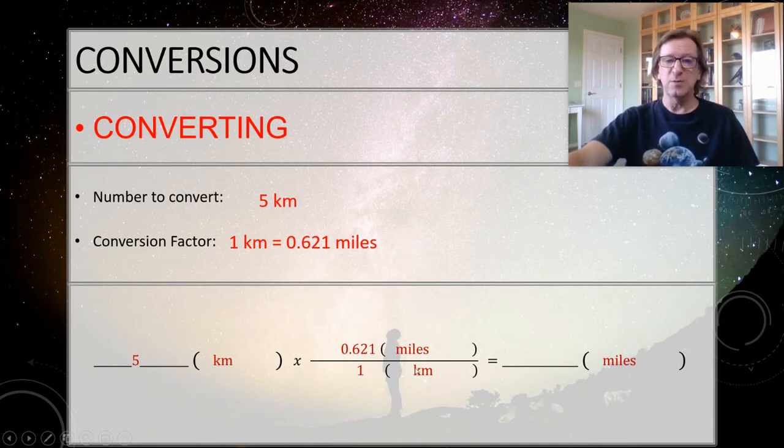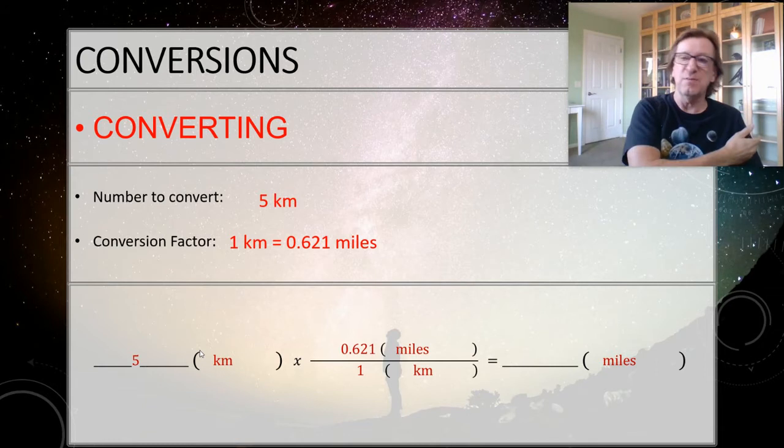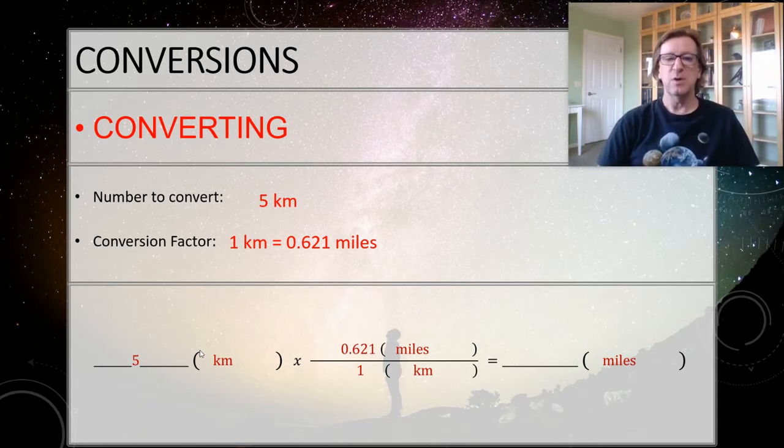Now step 4, do the math. You see that my kilometers are going to cancel. I'm going to be left with miles. That's good. All you've got to do is multiply by everything in the top, divide by everything in the bottom, hit equals. So I would do 5 times 0.621 divided by 1. Pause the video, figure out what that number is.